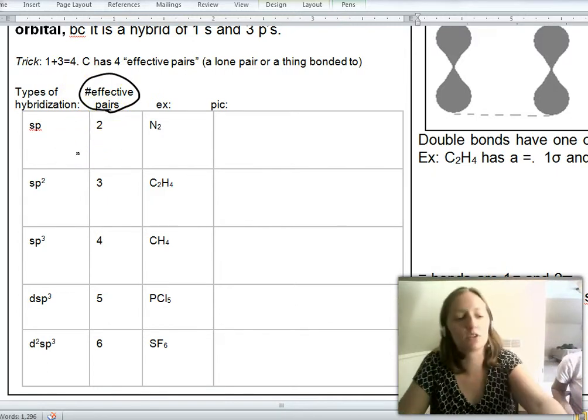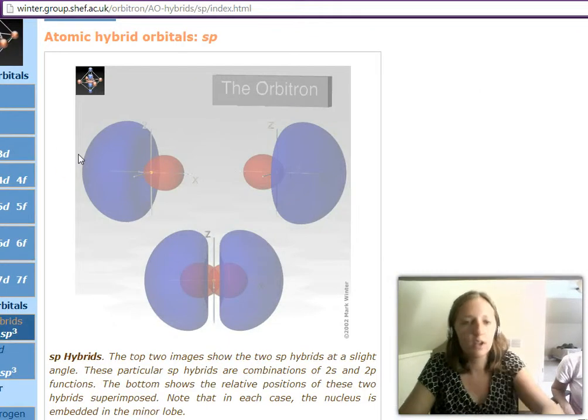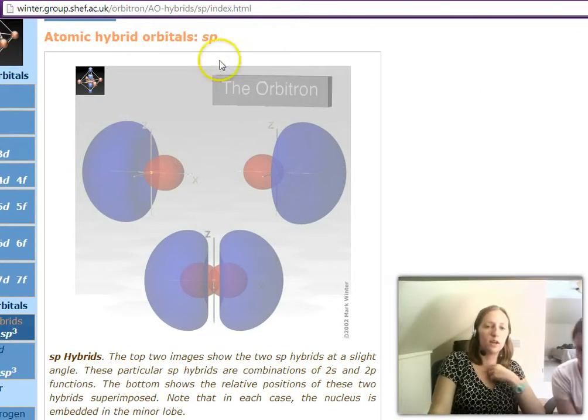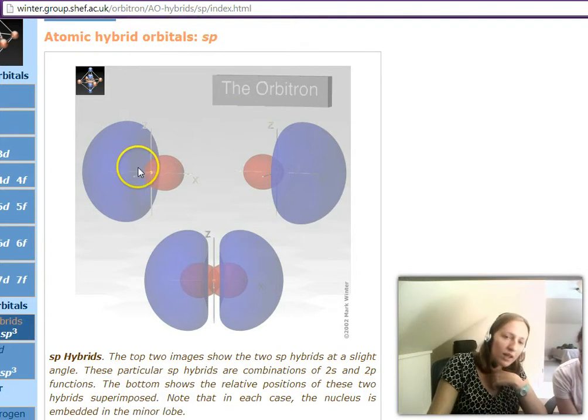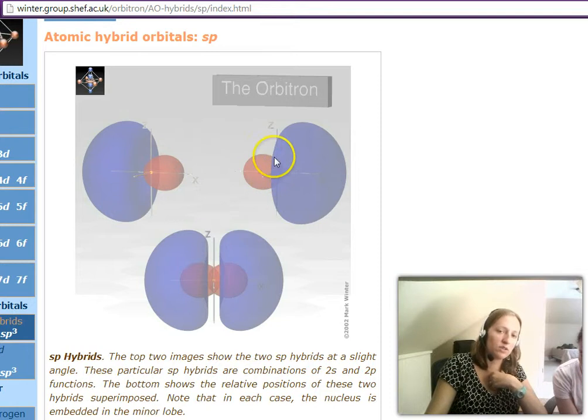Let me show you the pictures of them. I have pictures. So here's what the hybridized orbitals for sp look like. You've got the spherical part here, and then the little stem part here, which makes it the average of the S and the P. And then here's the other one. So there are two sp hybridized orbitals, and together they would join up this way.